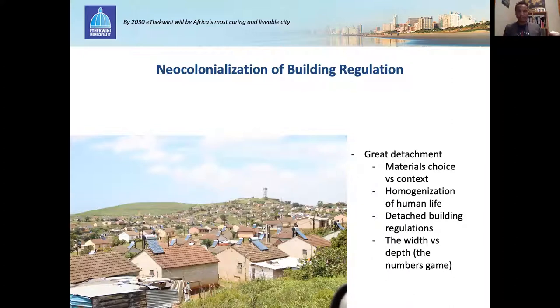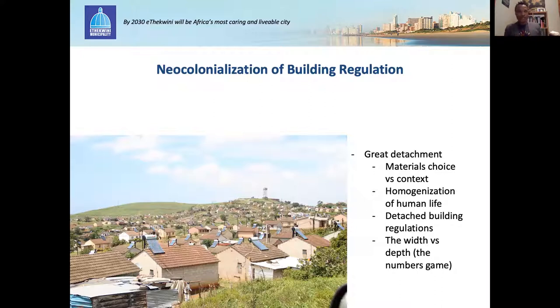So, the material choice versus context. The building regulation starts to say, you know what? There is a choice that we are making as a collective on what building materials we should use. And it detaches completely from the context. So you could build the same house. In fact, if I showed you a picture of a skyscraper, you can't tell whether it's in Dubai, whether it's in Durban, whether it's in Lagos, whether it's in New Orleans, whether it's somewhere in Ontario in Canada. Because we are creating this globalization of building materials.